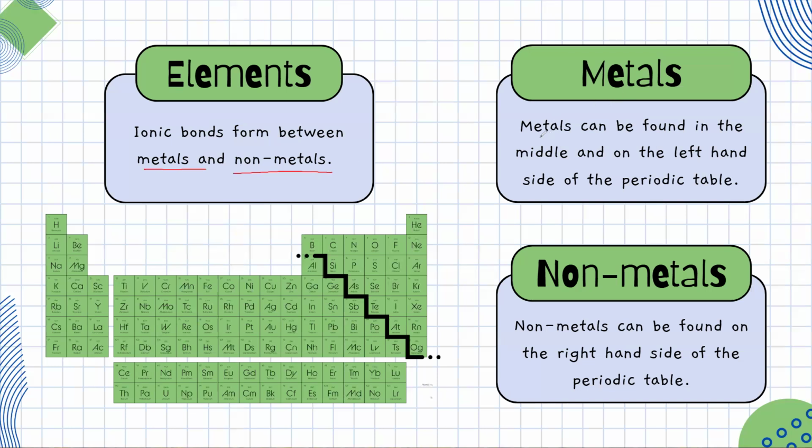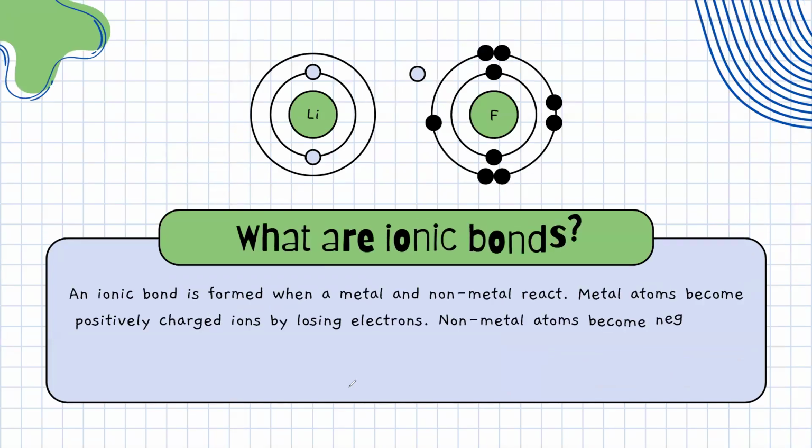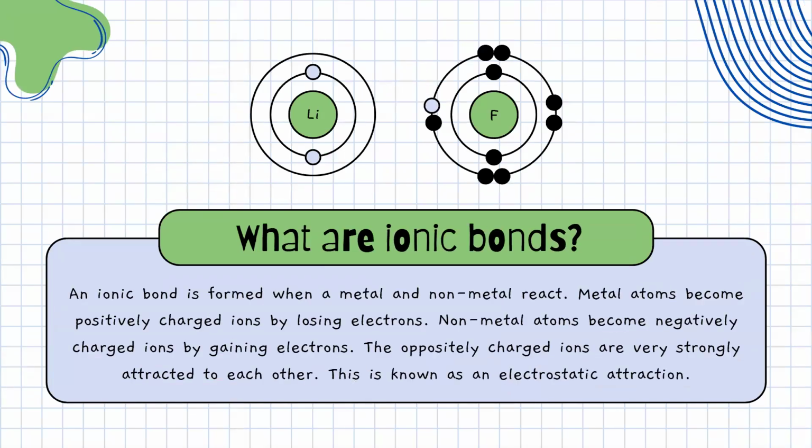So what are metals? Metals are elements that can be found in the middle and on the left-hand side of the periodic table. Non-metals can be found on the right-hand side of the periodic table. So far, so good. Does anybody have a question to ask? No, sir. All right, beautiful.